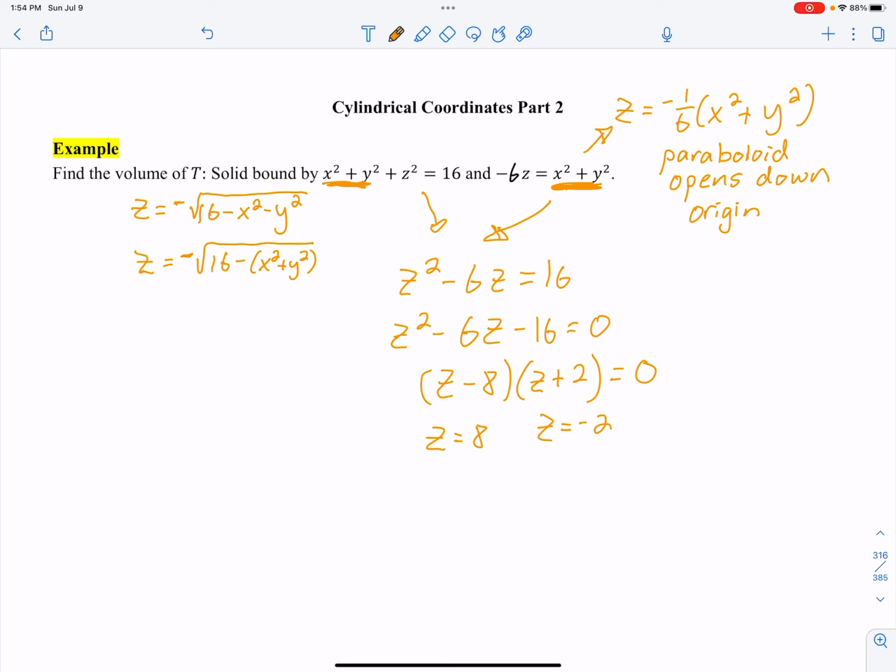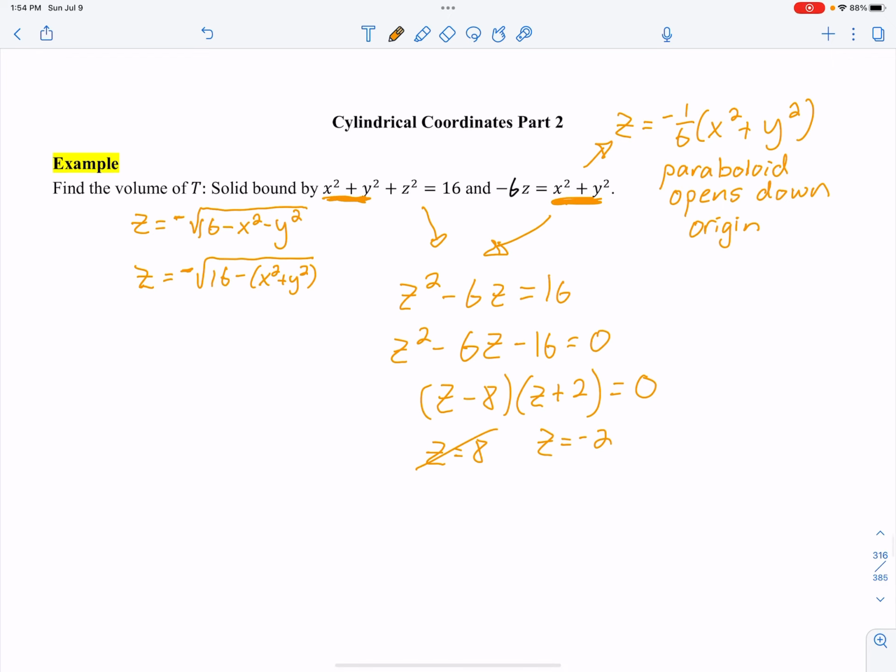But if we think about our functions, they both open down. So I really don't care about z equals 8 because that's above the xy plane. This is going to be where they intersect at -2. Now, what does that tell me, though? Because so far, we got both functions in terms of z. Then I set the two functions equal to each other by plugging one into the other. And I found, hey, they intersect at z equals -2.